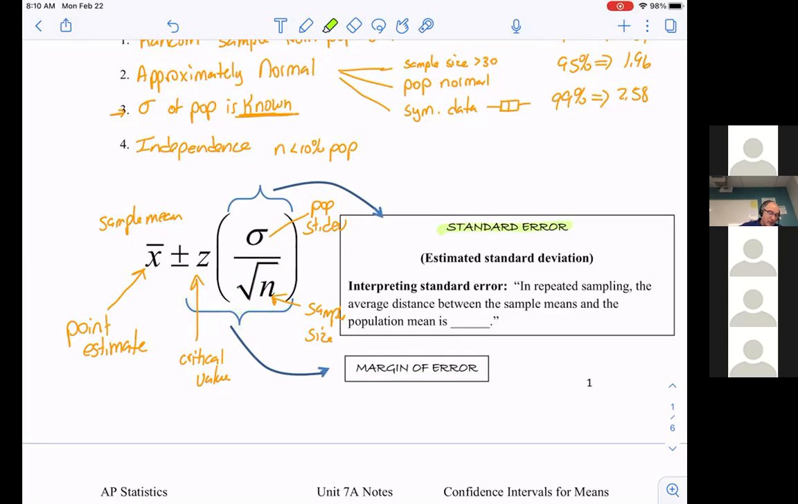We have the standard error, which is going to be my standard deviation, and if I include the critical value, now it's my margin of error. And again, remember, we just have that standard error description in repeated sampling.